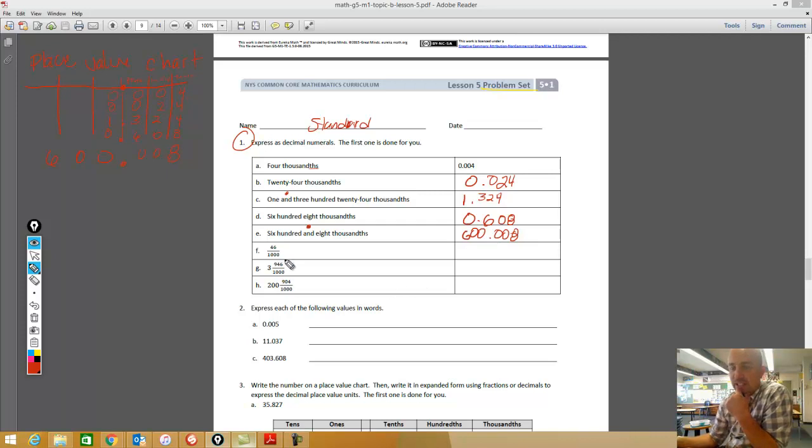Now I have 46 thousandths. Up here I had 24 thousandths, and it looked like that. So if I have 46 thousandths, it's going to look like that too. It's going to be 46 of those thousandths. Here I had 608 of them. Now I have 46 of them. 46 of those tiny little pieces.